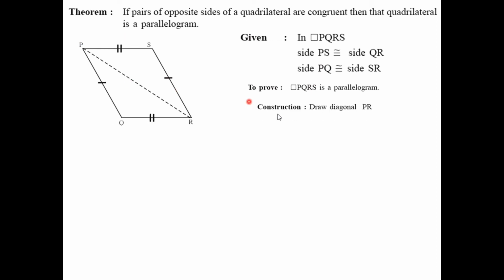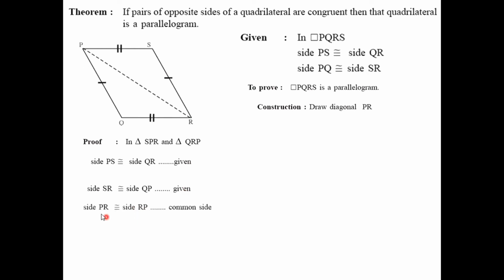For this we have to do one construction. We have to draw a diagonal PR. Now by doing the construction, we have got two triangles, that is triangle SPR and triangle QRP. For these two triangles, side PS is congruent to side QR, which is given. Again, side SR is congruent to side QP, which is also given. And side PR is congruent to side RP, as this is a common side for both of these two triangles. That's why these two triangles are congruent by SSS test. So triangle SPR is congruent to triangle QRP.